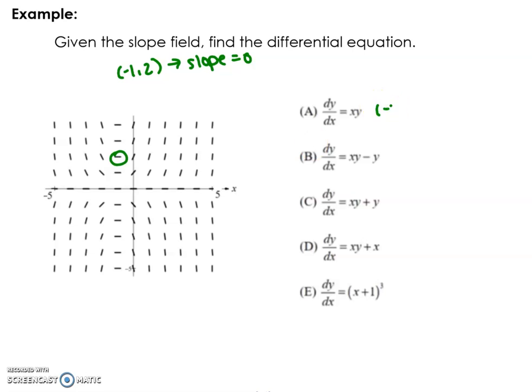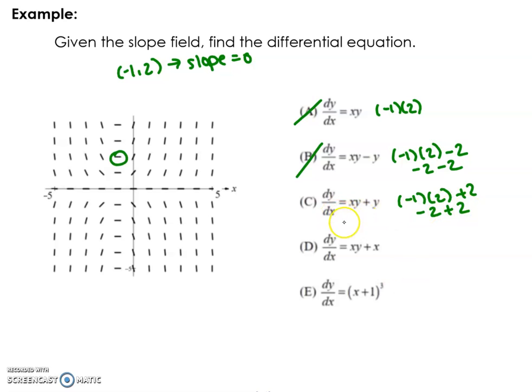So here I get -1 times 2. Well, that's not equal to 0. If I plug it into here, this is going to give me -1 times 2 minus 2. So -2 minus 2, not 0. Plug it into here. So -1 times 2 plus 2. So this is -2 plus 2. So that does work, but let's wait and see.